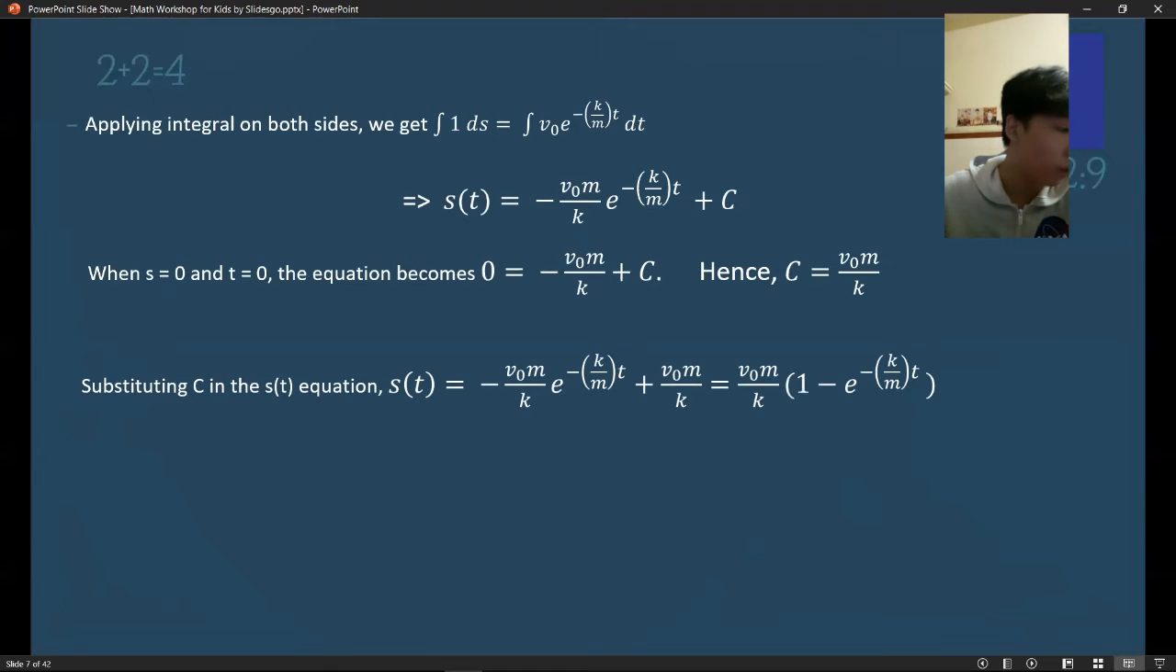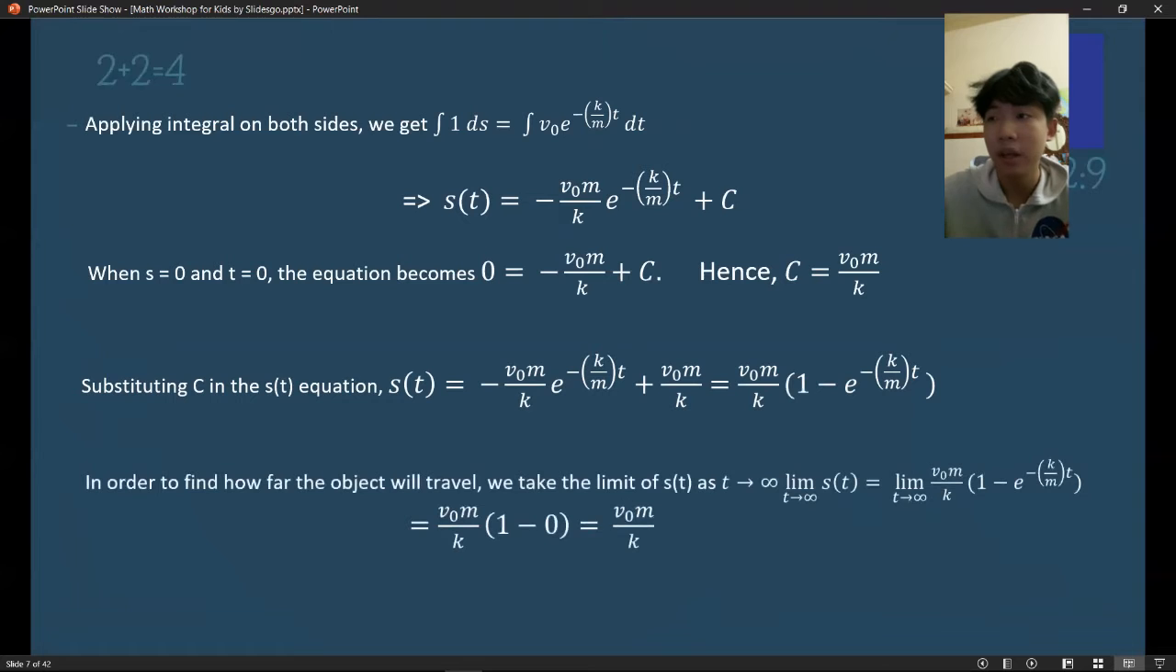If we substitute c in the s equation, we'll find the whole equation for s, as shown below. In order to find how far the object will travel, we take the limit of s of t, where t tends to infinity. As t tends to infinity, we find the limit of s of t, and we can find the distance formula as v0 times m divided by k.